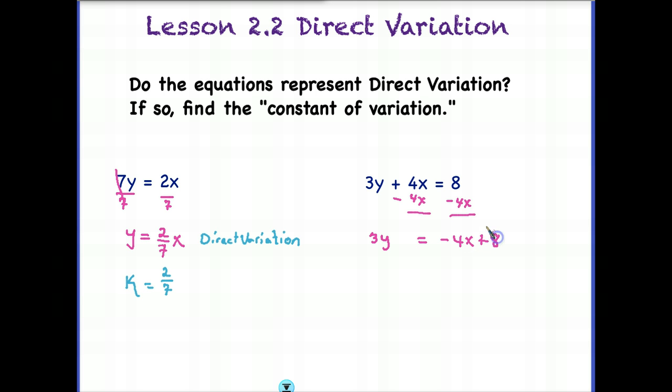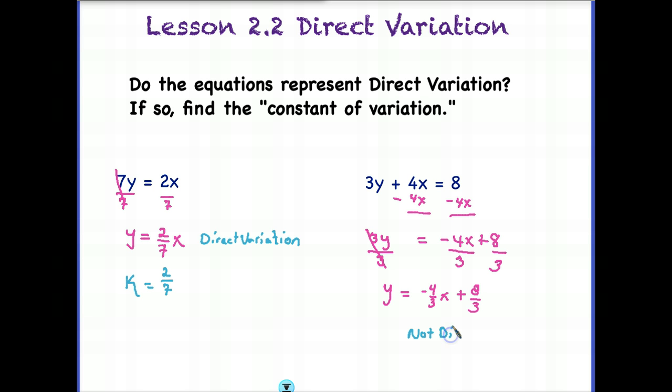And I went ahead and put the one with the x first, just as in our y equals mx plus b. Now we need to move the 3 over, so we need to do the opposite. So we need to divide everything by 3. Well, 3 divided by 3 turns into 1. So we get y equals negative 4 over 3 x plus 8/3. So you can see right away, is this direct variation? This one is not direct variation.